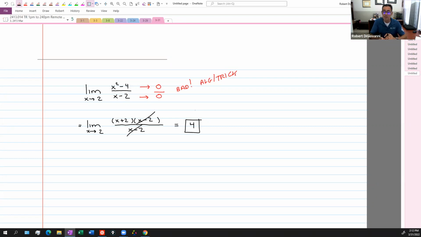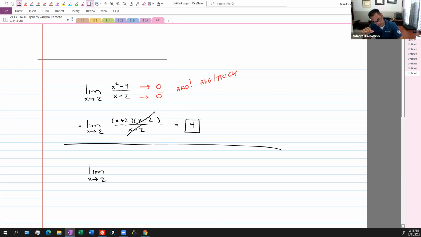I'm here to tell you there's an easier way now, and it's based upon this thing called L'Hopital's rule. So here's the way the rule works. I'm going to give you the actual rule in a second, but I'm just going to do this problem again using the rule. So, rewrite the problem.